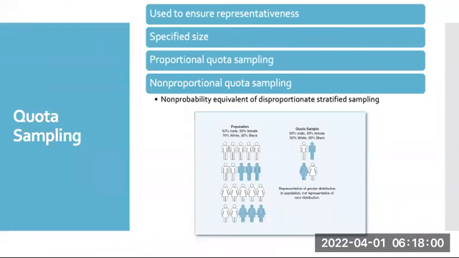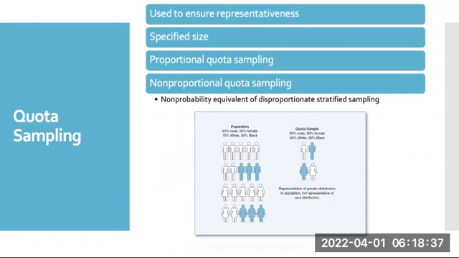So quota sampling begins with estimating the characteristics of the research population regarding selected variables. Again, similar to the other one, it could be gender, ethnicity. So this description is built into a matrix or table that displays the percentage of people in the population believed to share each combination of characteristics.